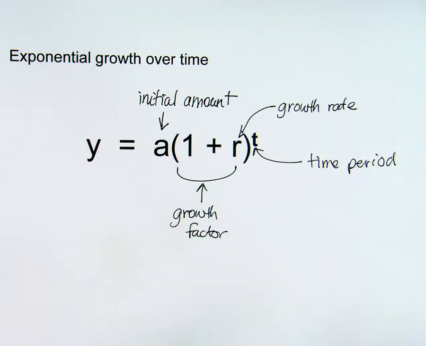We call the portion in the parentheses the growth factor. It's what's multiplied by the initial amount. Thus, factor is the word we use for something that is multiplied.